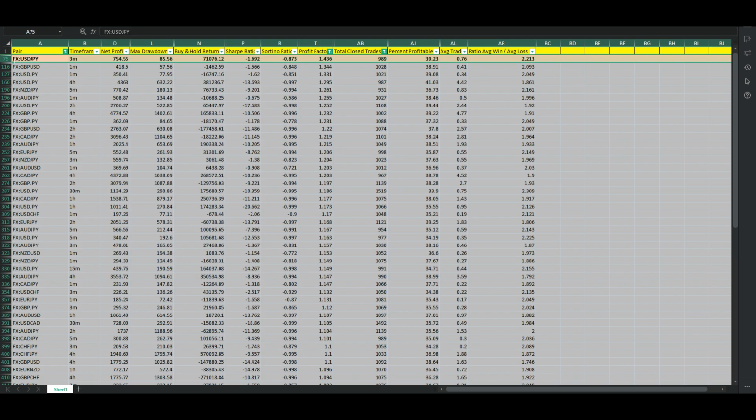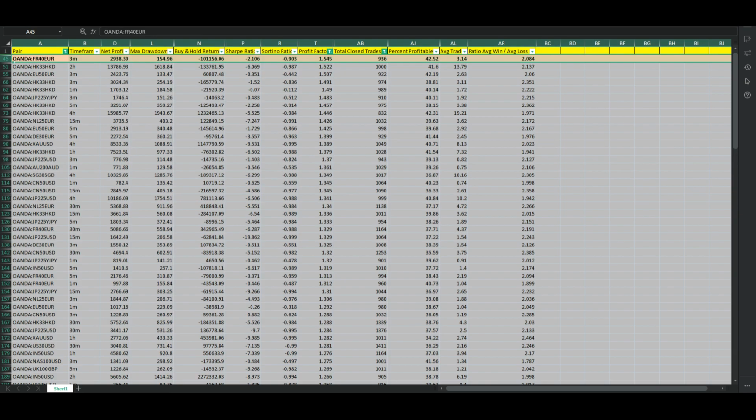Last we see the indices and metals category. The king of the top position is not there. HK33 HKD is second, bringing FR40 with 3 minutes time frame at the top. The profit factor is good, the percent profitable is below 50, and looks like the equity curves have bumps.